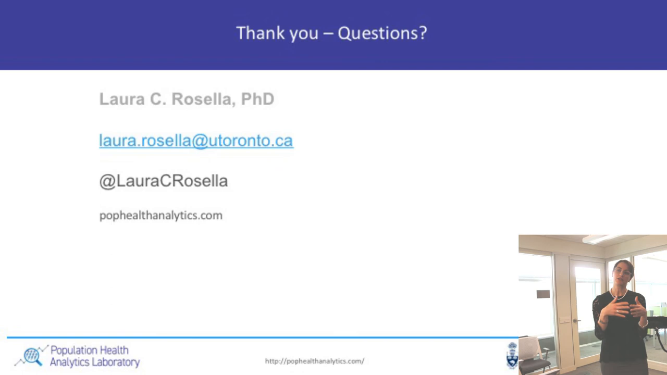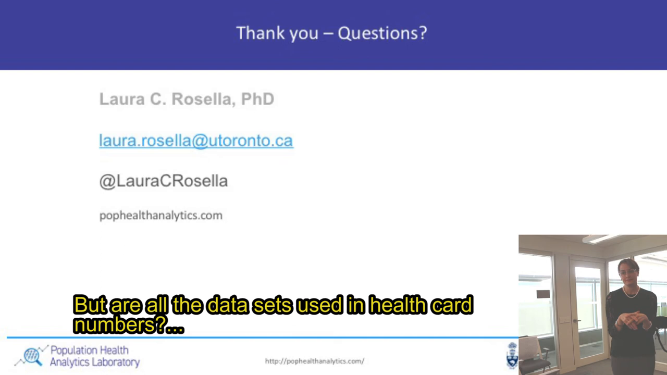So when I say I can't do it, there's only one person in the organization, or I guess two with a backup, that has the authority to strip off the health card number and put on this encrypted number. And then once the encrypted number is on there, then we can link across. And it's actually very easy at that point because it's just a deterministic linkage. But are all the data sets linked to the health card number? So for example, immigration status, yes. Income, all of that is linked to that.